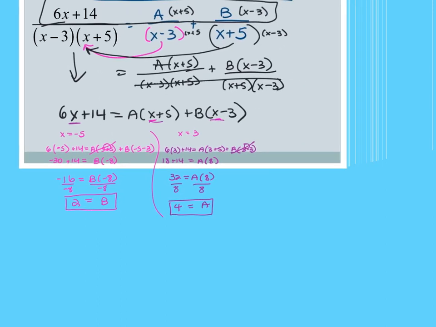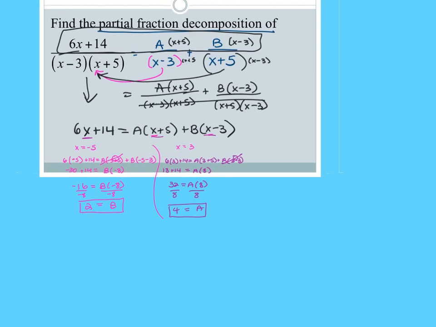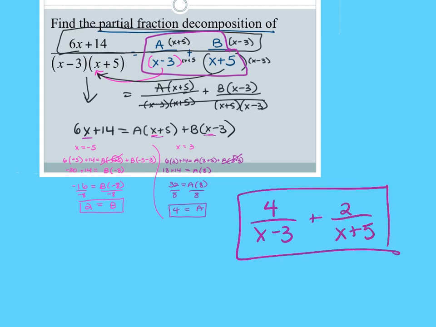Then the very last thing I'm going to do is take that a and b and plug it back in to these fractions. So 4 goes over x minus 3, and 2 goes over x plus 5. This, combined together, would give me that.